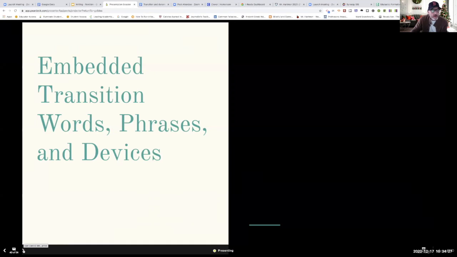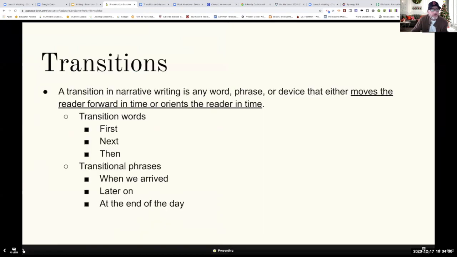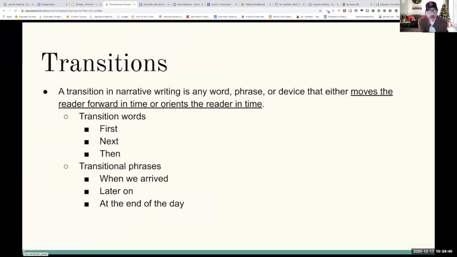So we talked a little bit about what transitions are. The key point that I want to make today is that a transition in narrative writing is any word, phrase, or device, and you can see what's underlined here, that moves the reader forward in time or orients the reader in time.